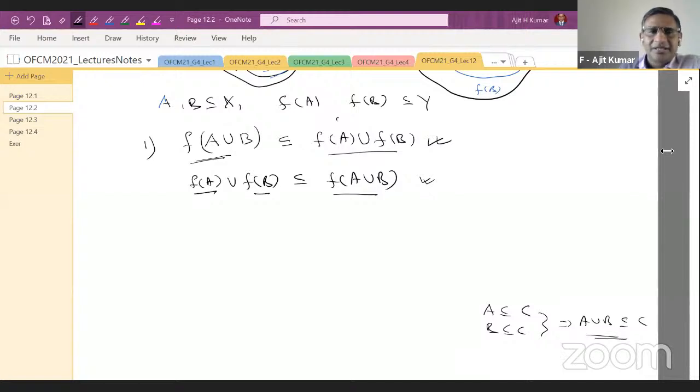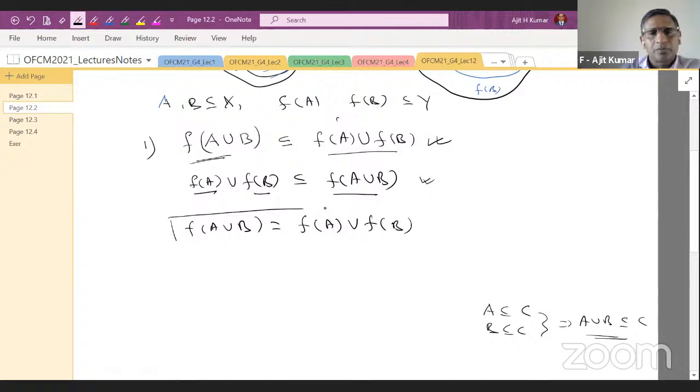Okay, fine. So therefore, both put together, what we have achieved is f of A union B is always equal to f of A union f of B. This is true for any two subsets A and B. So f behaves very nicely on union of sets.